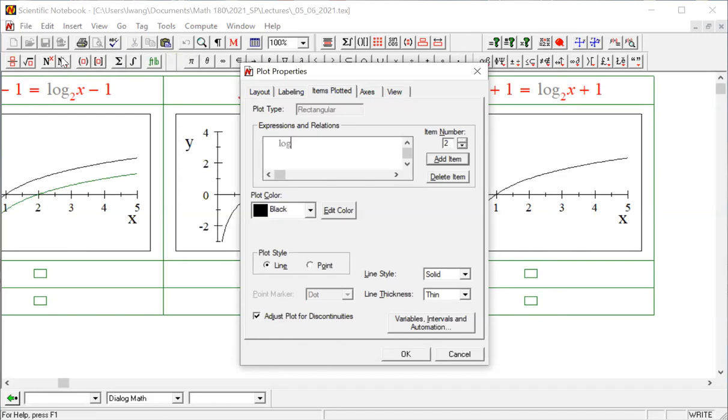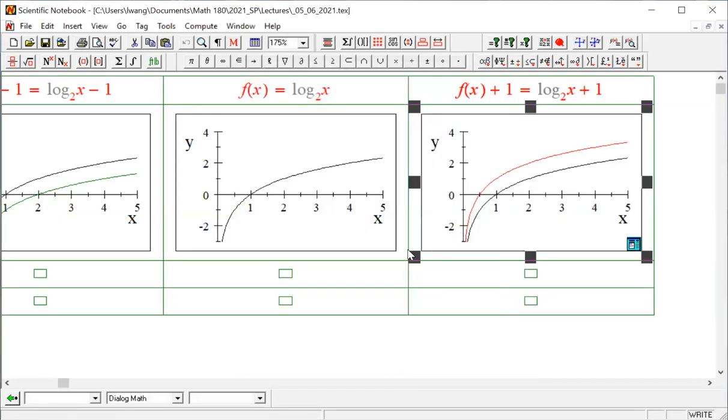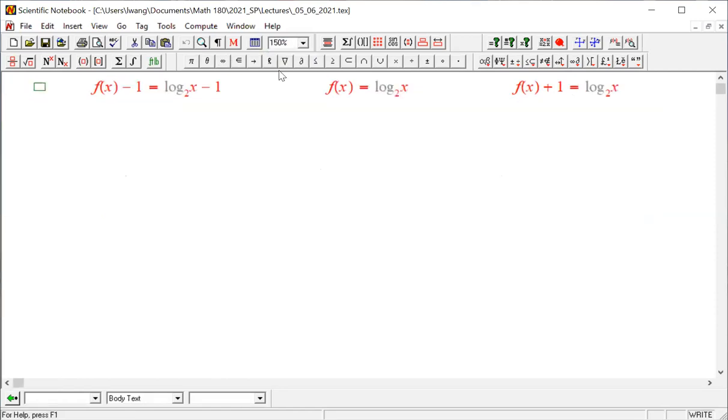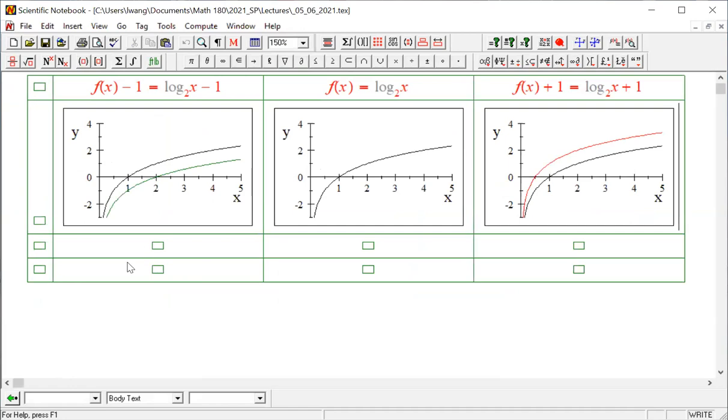Log base 2 of x +1. Make this one red. So one is shifting up, one is shifting down. This is the situation of a vertical shift.